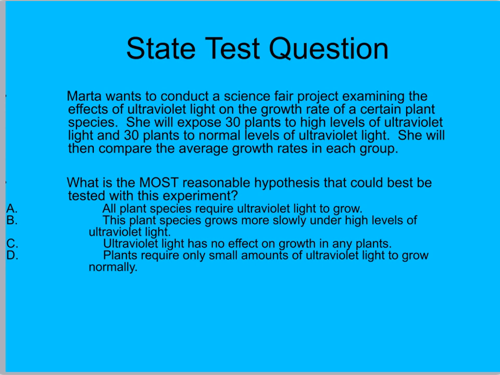Marta wants to conduct a science fair project examining the effects of ultraviolet light on the growth rate of a certain plant species. She will expose 30 plants to high levels of ultraviolet light and 30 plants to normal levels of ultraviolet light. She will compare the average growth rates in each group. So, she's going to look at the effect of ultraviolet light on the growth rate of a certain plant species. That is her experiment. What is the most reasonable hypothesis that could best be tested?